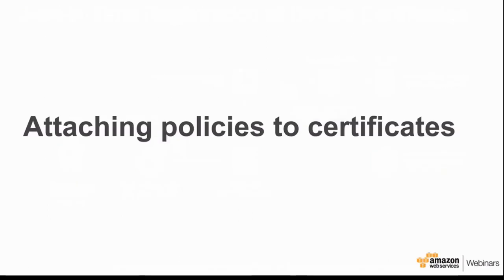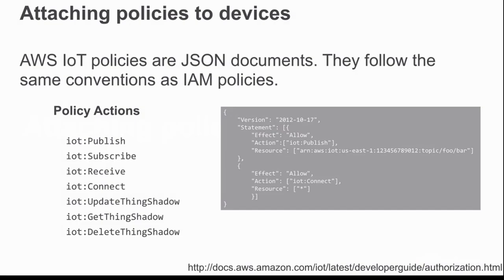Now, policy attachment's important. I've mentioned it quite a few times. The policy attachments really are the things that enable your devices to interact with AWS IoT, to connect, to subscribe, to publish, to receive messages, and also to work with the thing Shadow, which we're going to come to in a few minutes. And these are JSON documents. They follow the same conventions as IAM policies. And obviously those actions have unique functions.